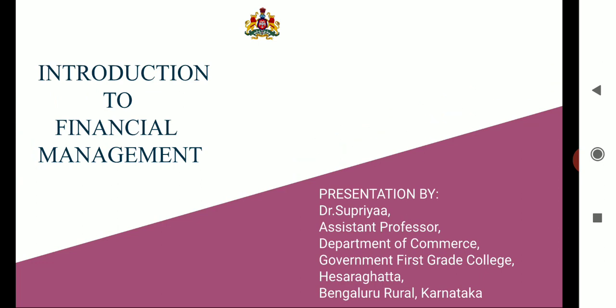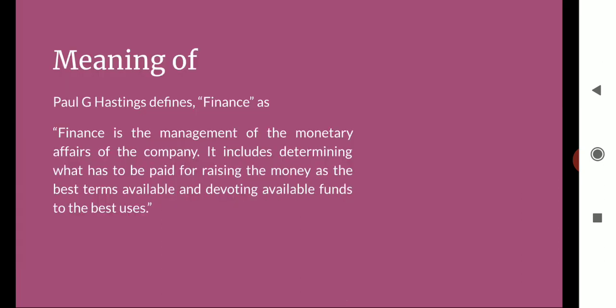So let us understand the meaning of finance. According to Paul G. Hastings, he defines finance as the management of the monetary affairs of the company. It includes determining what has to be paid for raising the money at the best terms available and devoting available funds to the best uses.